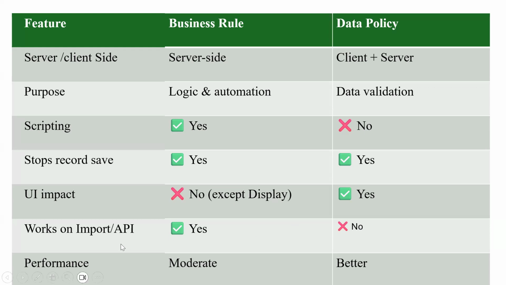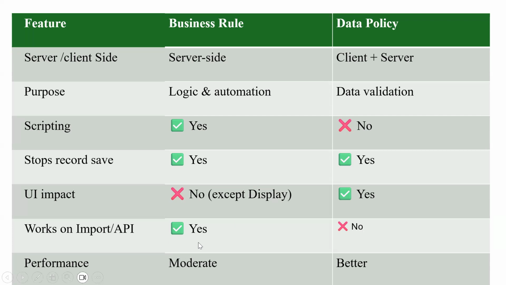From a performance point of view, business rule performance is moderate, because heavy logic can slow performance. But data policy has better performance, because of lightweight validation and faster execution. We can conclude that the business rule is backend logic and automation, and the data policy is front-end validation.